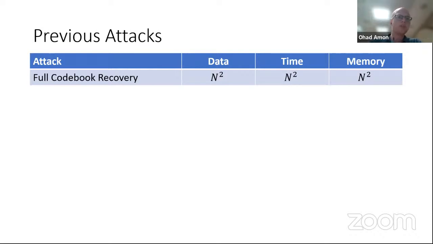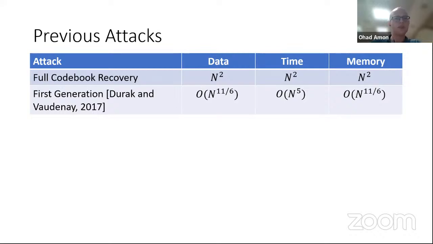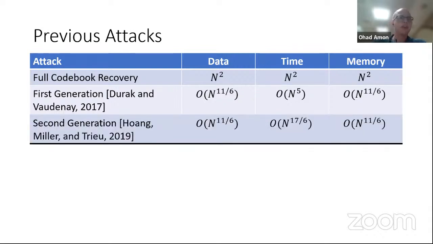The first improvement to this attack was the first generation attack by Durak and Vaudenay, which meant that we no longer need to query the entire domain, and we can now recover all plaintext and ciphertext at a heavy additional cost in time. The second generation attack by Hoang, Miller, and Trieu in 2019 improved upon this by keeping the same data requirements while significantly reducing memory.